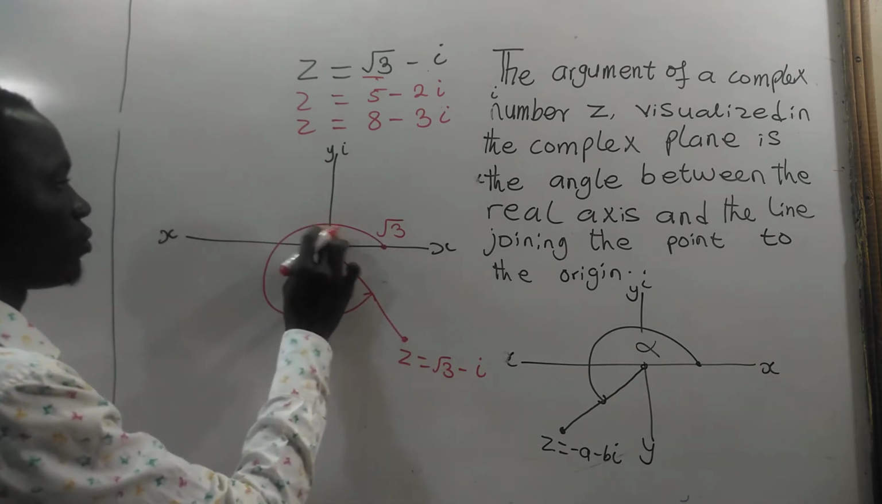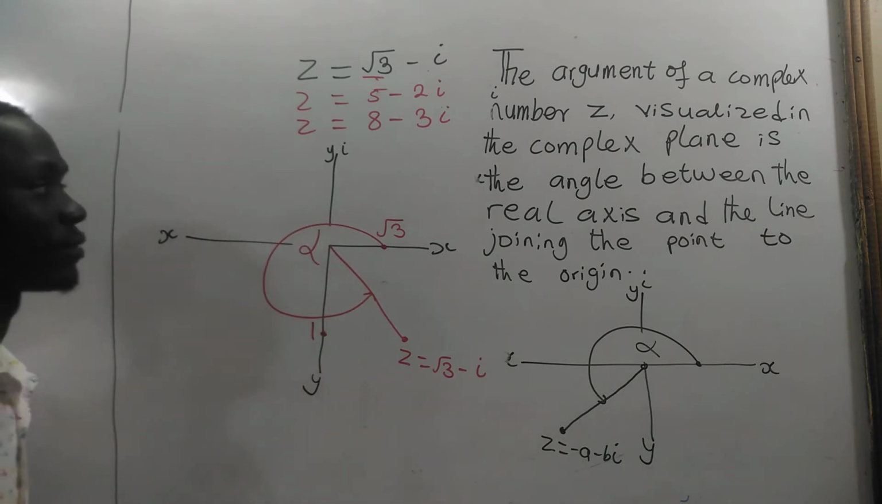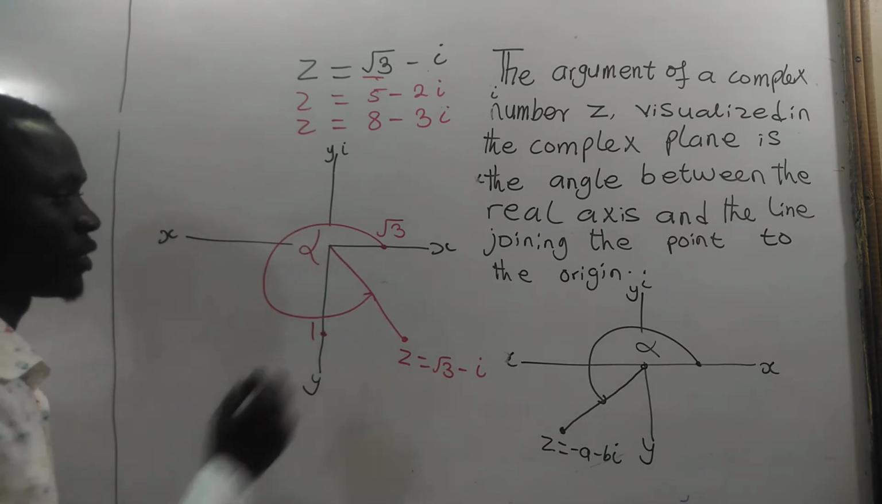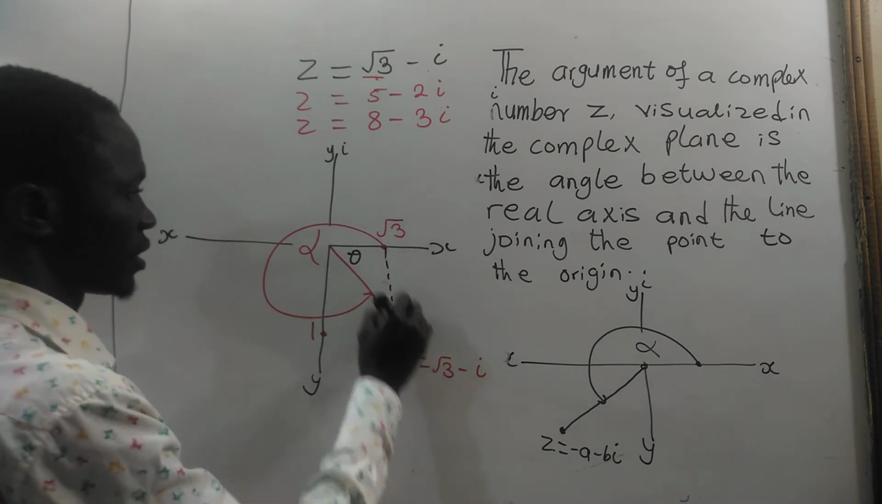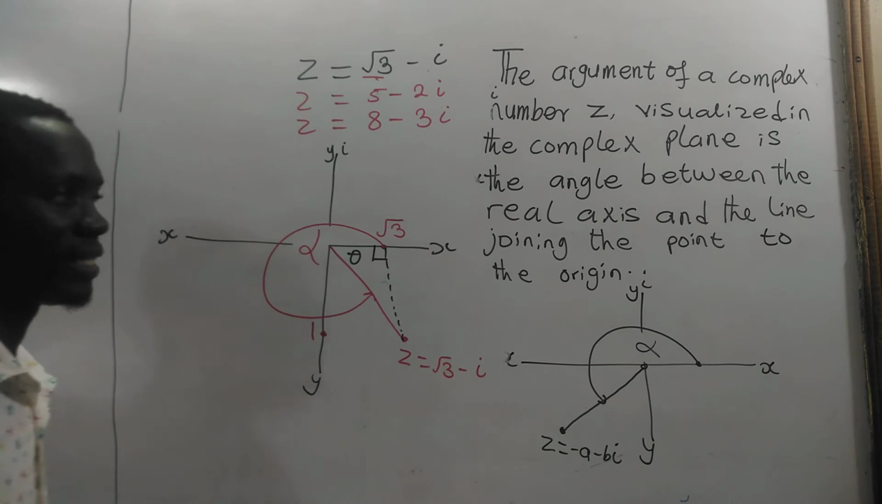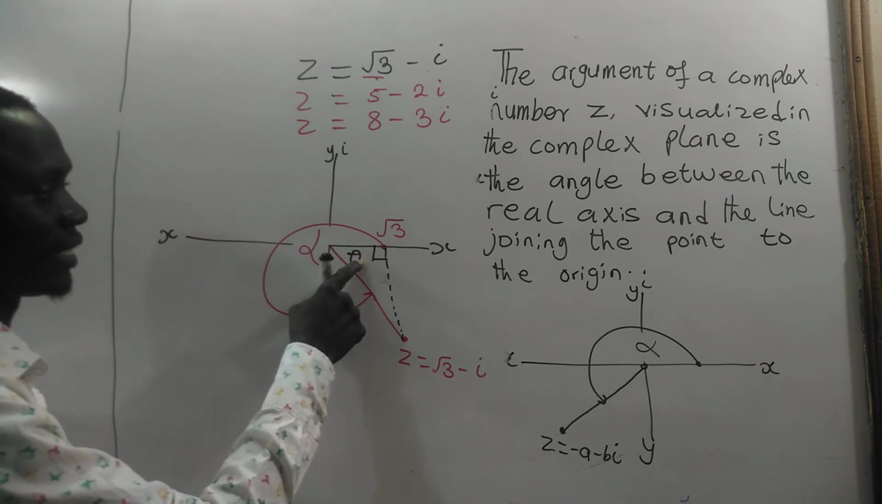So now I will do it as phi. We are looking for alpha. So let's put theta here. Let me join this to this. And we know that here is 90 degrees. Very simple as that. So let us find tan theta.